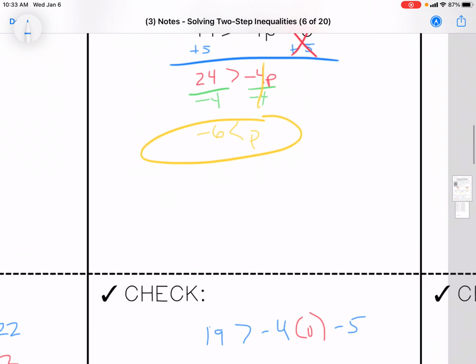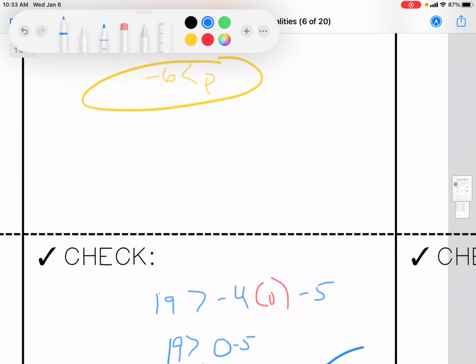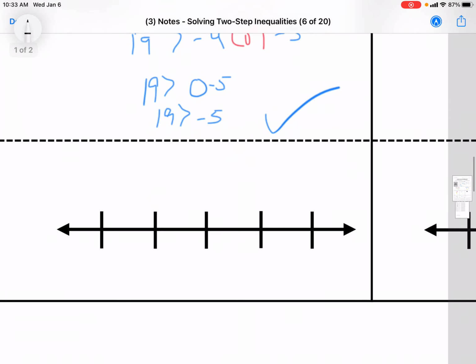So let's go ahead and graph negative 6. Negative 6.